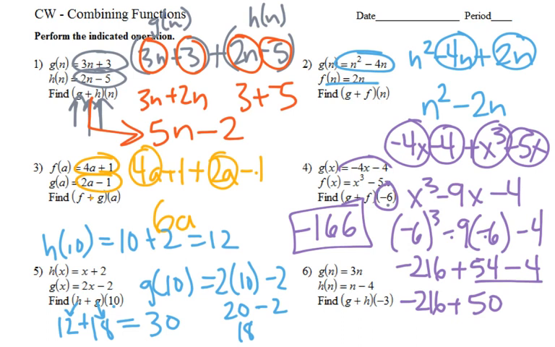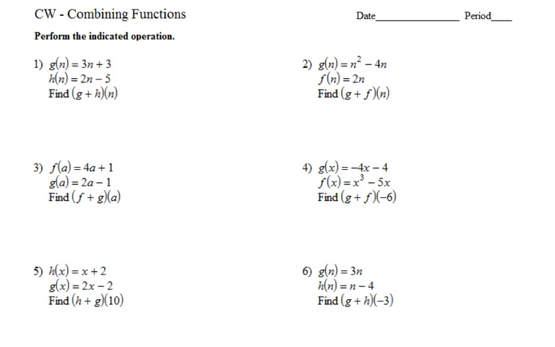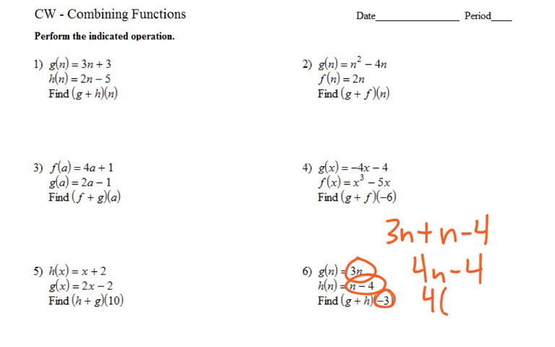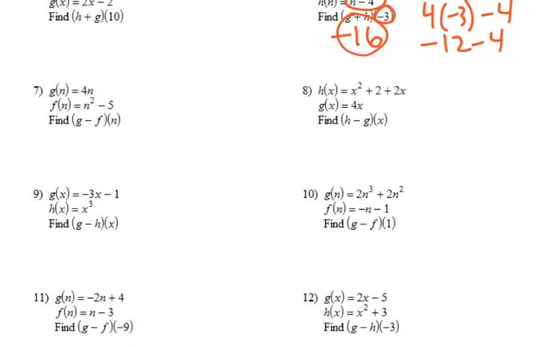So for number 6, I'll just kind of flip-flop back and forth. So 3n plus n minus 4. That would give me 4n minus 4. Then we plug in the negative 3 for n. And we get negative 12 minus 4, which would be negative 16. All right, so there's the addition.